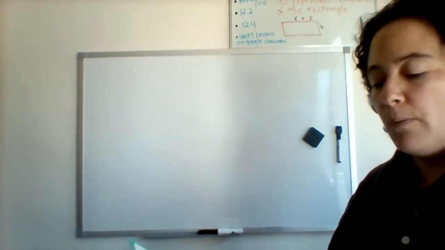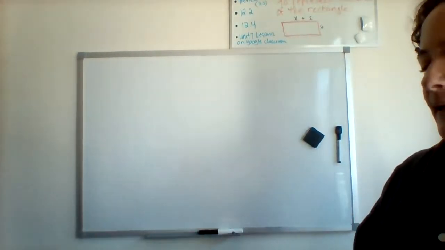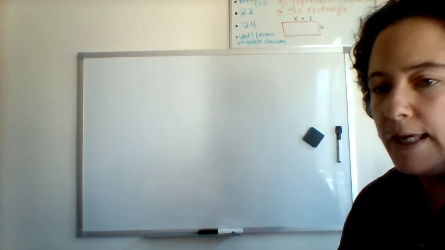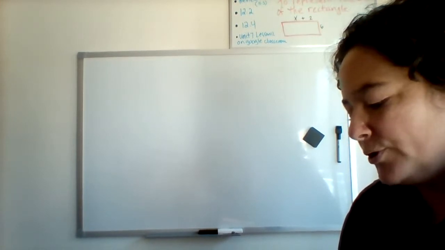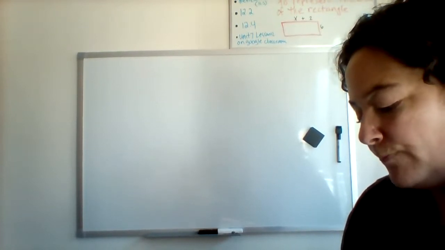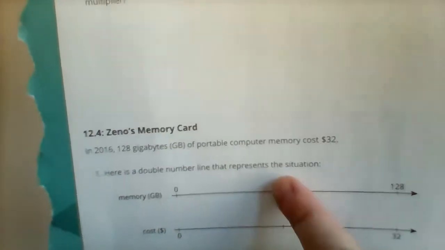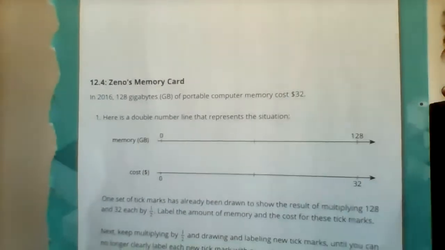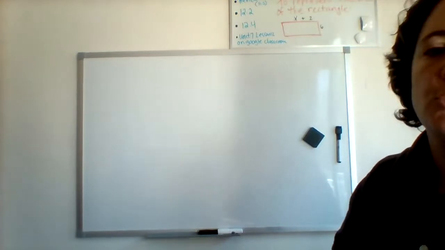Now, for number one, I want to show you something. It says that in 2016, 128 gigabytes of portable computer memory cost $32. Here's a double number line that represents the situation. And do you see how they have tick marks right there in the middle? They have tick marks, right? Right there in the middle, it's cutting the double number line in half. So what's half of 32?